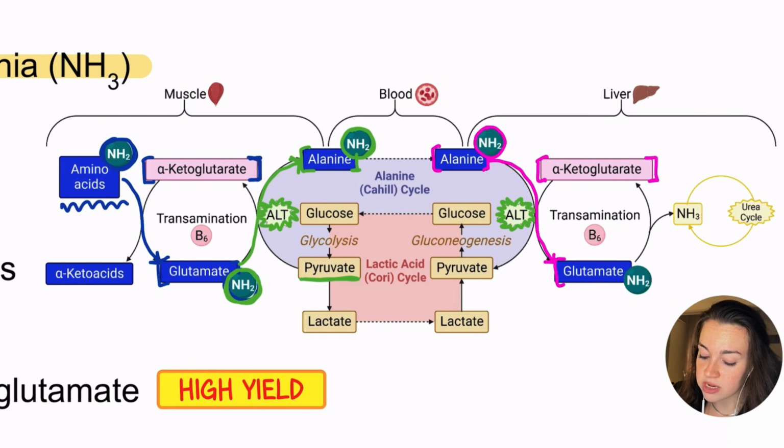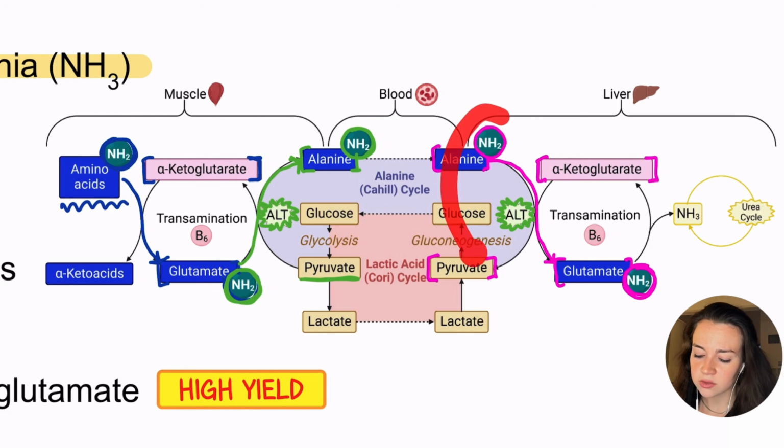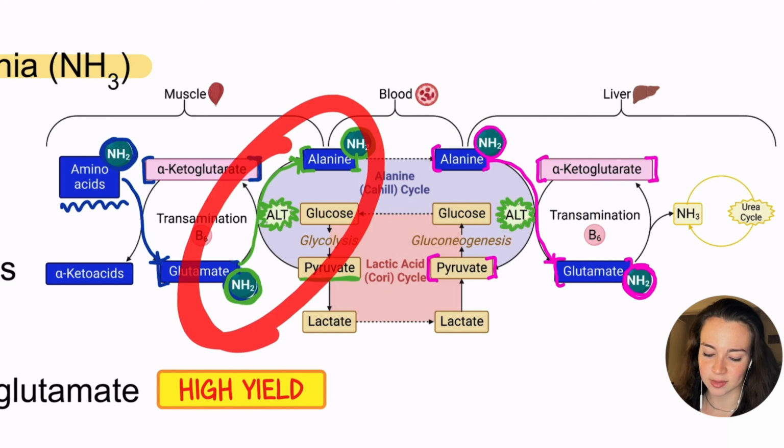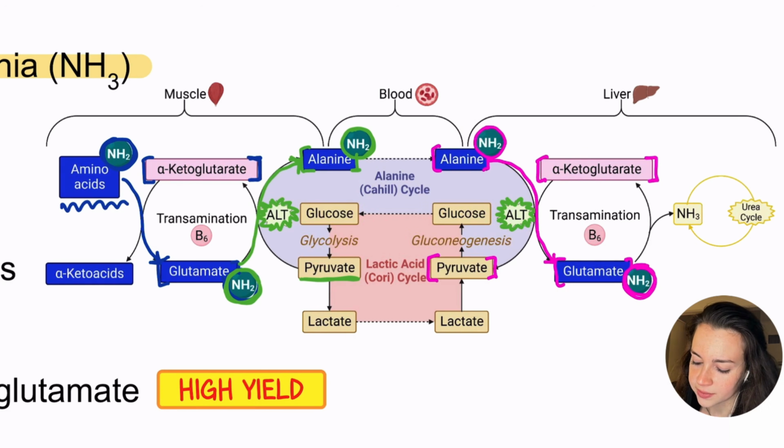As such, we reform glutamate, and glutamate now has that amino group. And we've taken the amino group away from alanine, turning it back into its alpha keto acid, which is pyruvate. So all we did over here was just use ALT to undo everything that it did over on this side of the image.